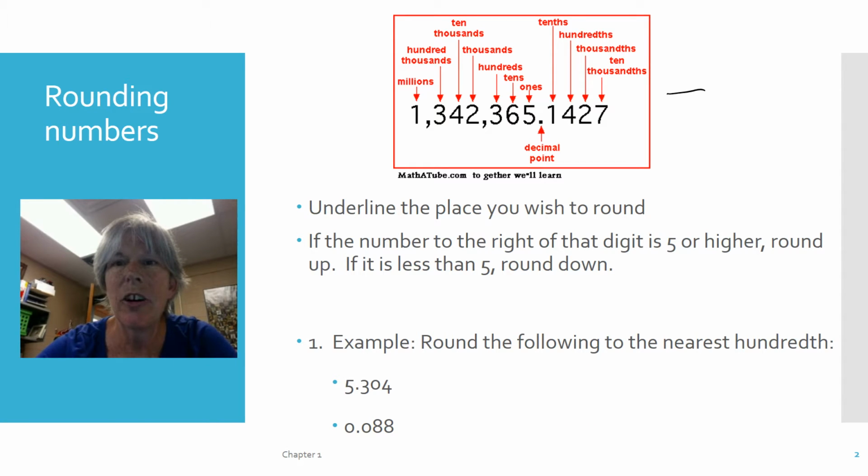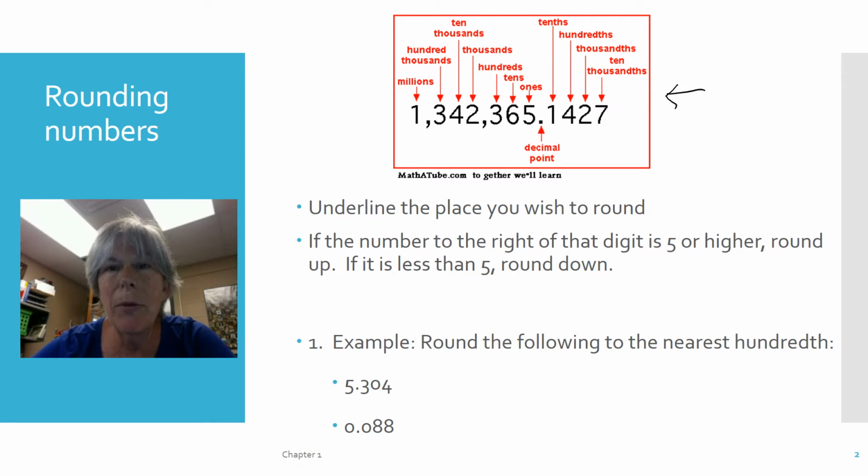When you look at this chart, you'll notice that this is a chart of place values. So we have the ones, tens, hundreds, thousands on the left side of the decimal point, and tenths, hundredths, thousandths, and so on the right side. That's important to know in case you're asked to round a number to a certain place.